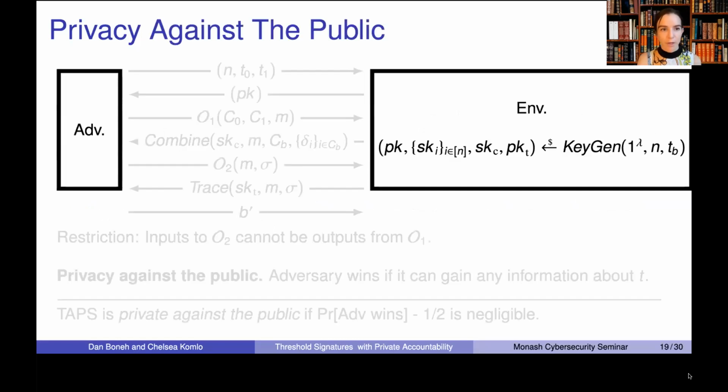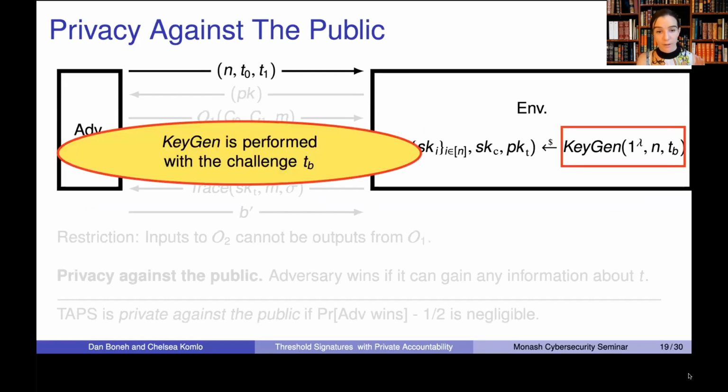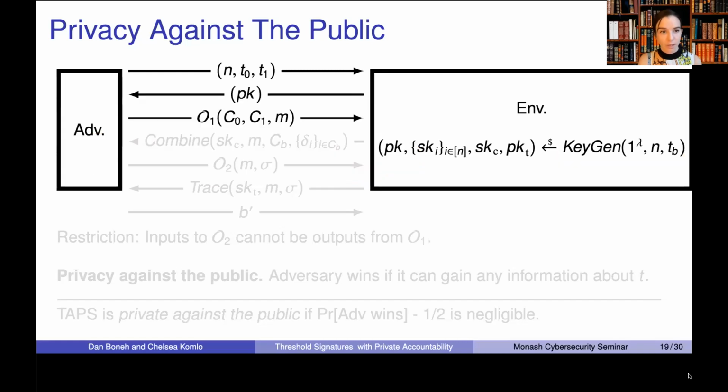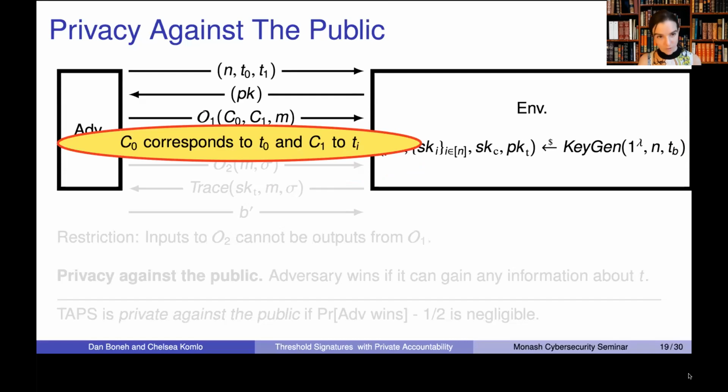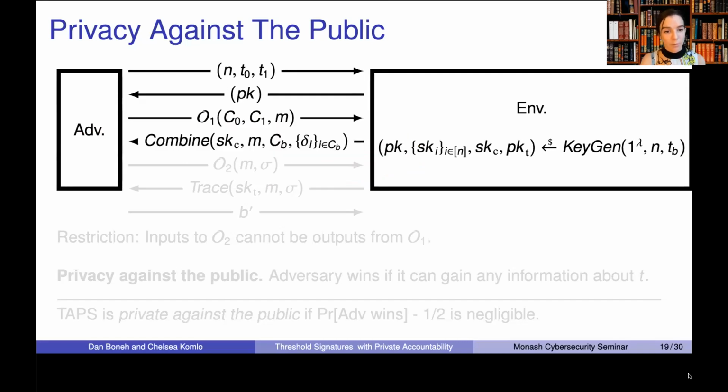So for the privacy against the public game, what the adversary will do is again choose a number of signers, and then it will generate two different thresholds. And then key generation is performed with respect to a challenge threshold, where this bit B is chosen at random. And then the adversary learns the public key. What the adversary can do is query with respect to a coalition of signers, where C0 corresponds to the threshold T0 and C1 corresponds to the threshold T1. And the output from this oracle is a TAPS signature that is made with respect to the challenge coalition CB.